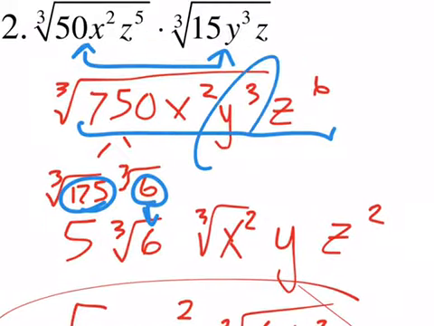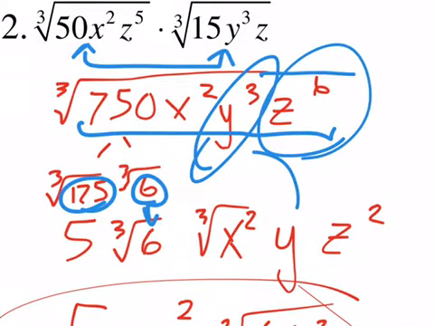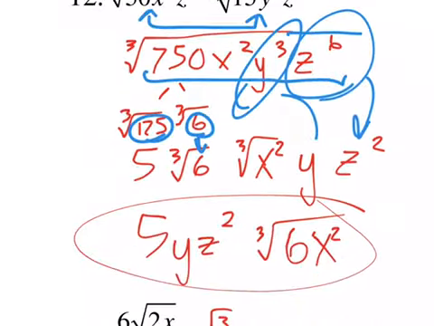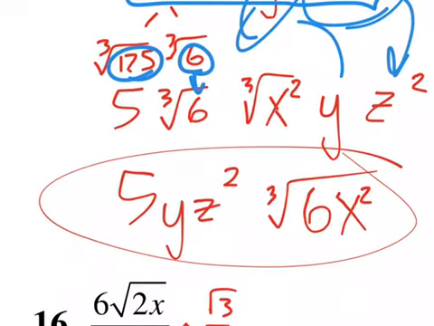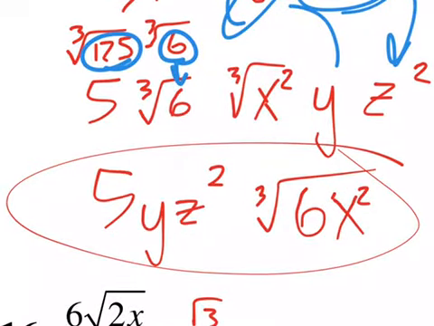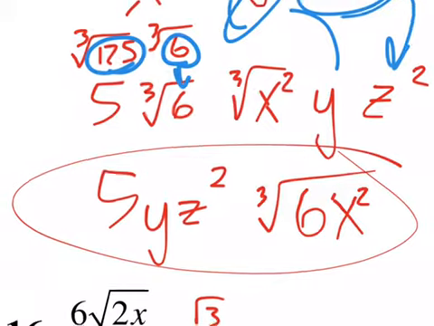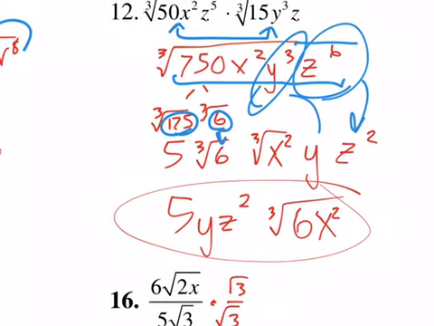Now, y to the 3rd power made it out once. Z to the 6th power, that root sign would extend over to the z, and it would make it out z squared. So leaving that 6x squared on the inside with the cube root, don't forget to write that cube root, you would get that answer there.